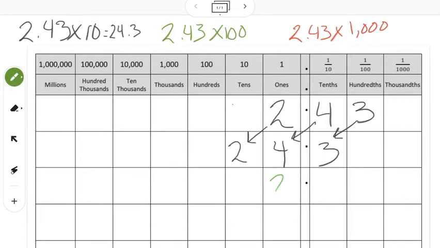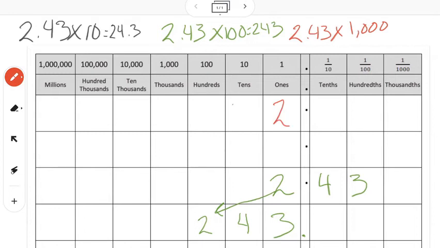Let's try the next one. We'll go ahead and put 2.43 in here again. This time we're multiplying by 100, so 2 places to the left because I'm multiplying by 100. So 2 times 100 becomes 200. 4 tenths times 100 becomes 40. And 3 hundredths times 100 becomes 3. And we have nothing to the right of the decimal. So our answer to that is 243.